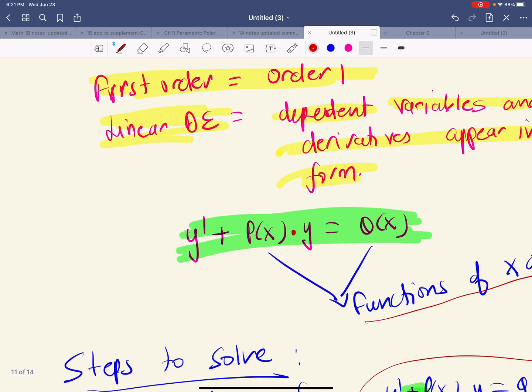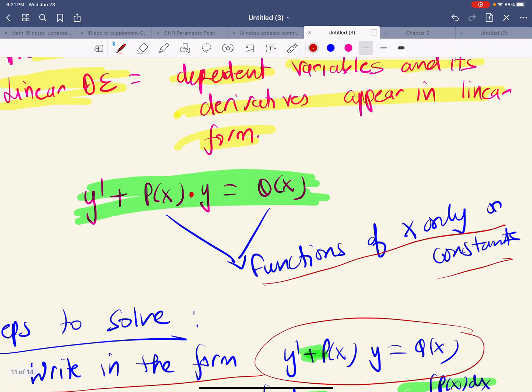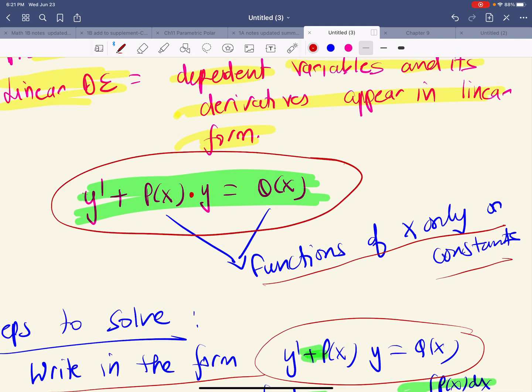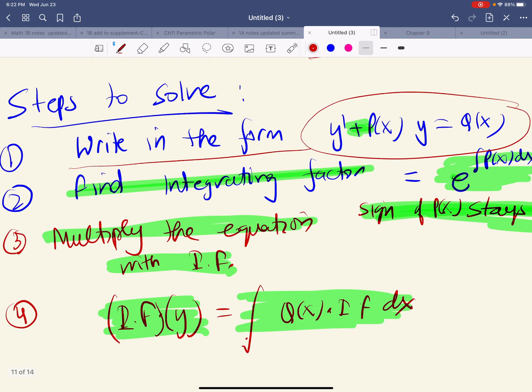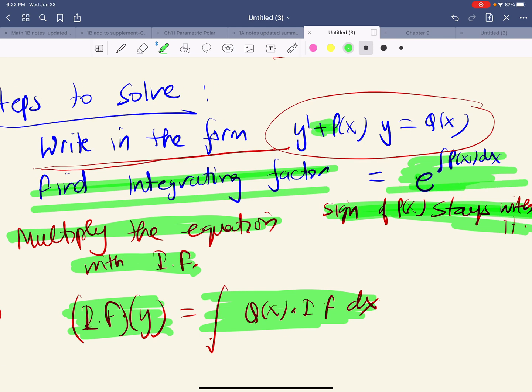Again, the steps to solve are, first of all, make sure you recognize that it has to be in this form. If it's not, it's probably not a first order linear equation. So in this course, we're only talking about separable and first order linear. Those are the only two types of differential equations we are going to solve. First of all, write the equation in this form. Second, find the integrating factor, which is e raised to the power integral of p of x dx.